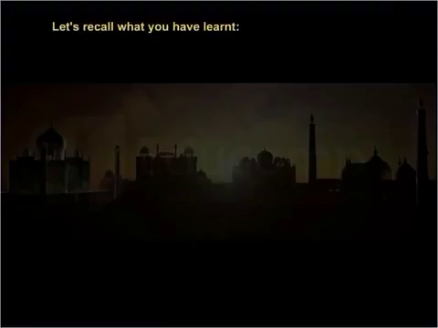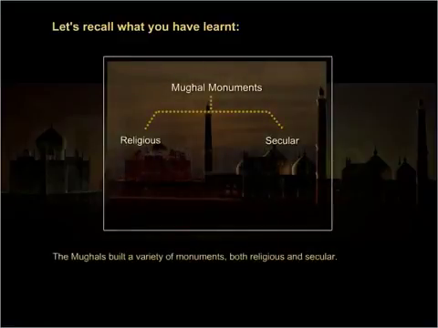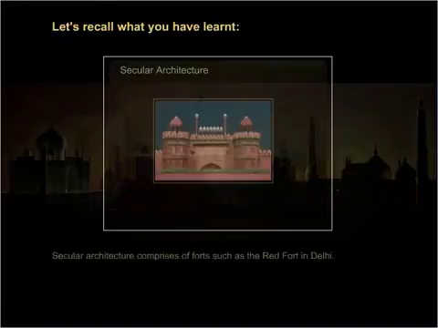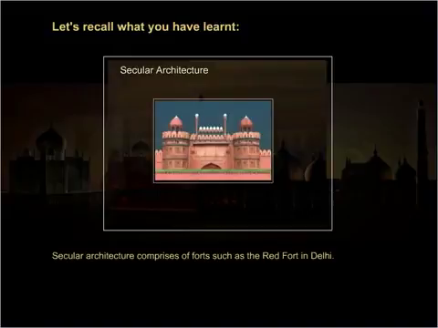Let's recall what you've learned. The Mughals built a variety of monuments, both religious and secular. Religious architecture built by the Mughals includes mosques and mausoleums such as the Humayun's tomb in Delhi and Taj Mahal at Agra. Secular architecture comprises of forts such as the Red Fort in Delhi.